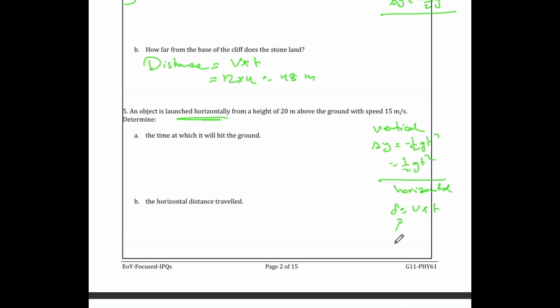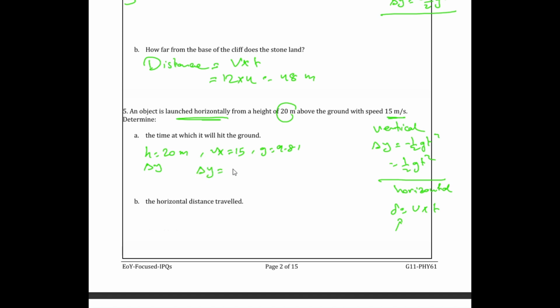Okay, so let's read it. An object launched horizontally from a height, he gave me h, which is 20 meters, similar to delta y, above the ground with the speed in the x or horizontal direction, which is 15 meters per second. And we know, of course, gravity equal to 9.81. So at what time does it hit the ground?